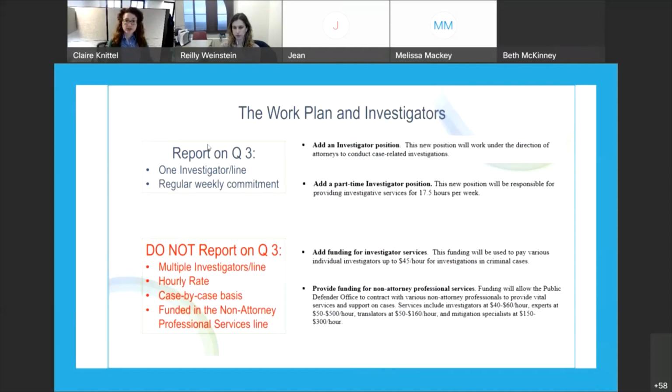So question 3 is looking for these positions, the 1 investigator per line, regular weekly commitment type of positions. Question 5, looking for example, if you're paying your investigators out of your non-attorney professional services line, or you're retaining them on a case-by-case basis, or you have an hourly rate. That's the difference.